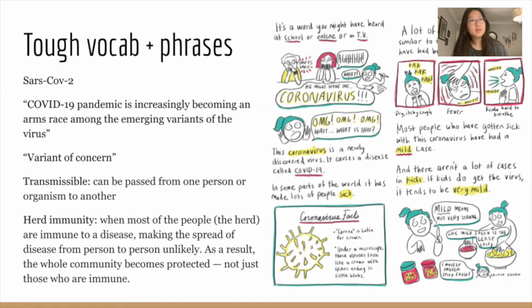And then to quickly go over the other two vocab words on this slide, transmissible just means that it can be passed from, for example, you to me. And herd immunity is basically when most people, meaning the herd, have immunity to a certain disease, so they got a vaccine, for example, and that would make the spread of this disease from person to person unlikely, so the whole community would become protected and not just those that are immune.